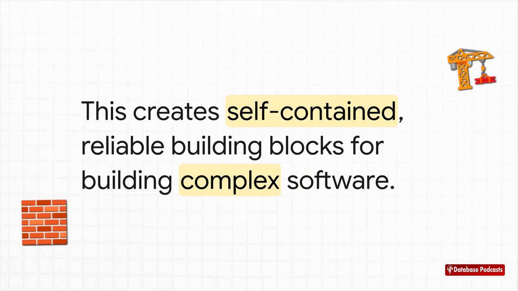And that's the whole payoff. By hiding all the messy internal details and giving the world a simple, stable way to interact with our object, we create these reliable, self-contained building blocks. Think about it. You don't need to know how a car engine actually works to press the gas pedal. You just need to know the public interface. This is what lets us build huge, complicated software out of small, simple, and trustworthy pieces.